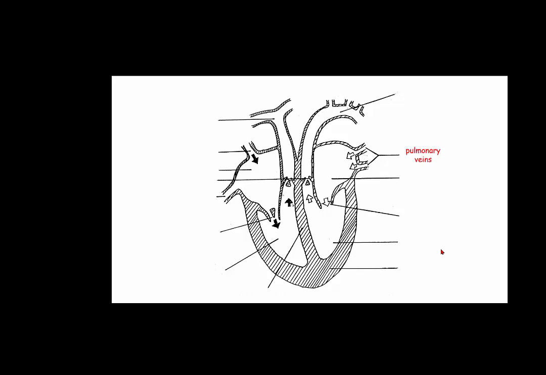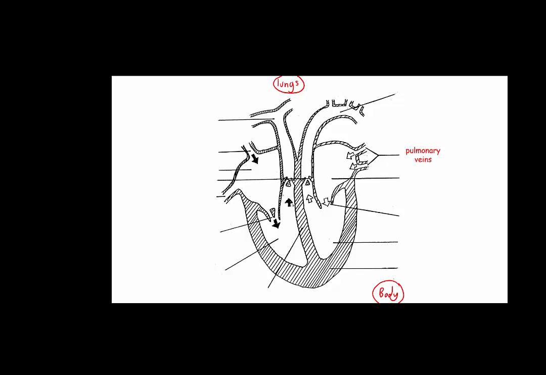Hello, so this little section of the video is on the heart. Now, the main job of the heart is to pump blood around the body. It's going to pump it to two main areas: the lungs, which we're going to put up here, and the rest of the body, which we're going to put down here.